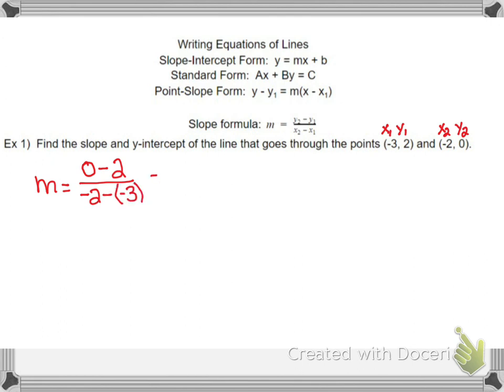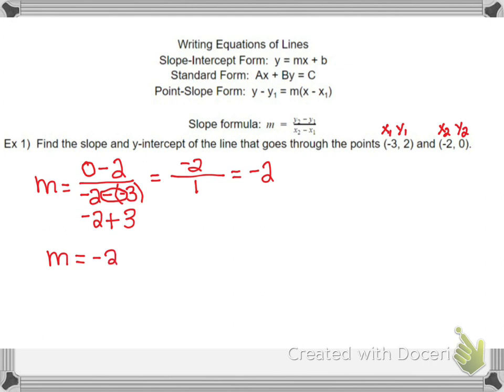And this is where slope can get a little bit tricky, dealing with the positives and negatives. So on the top, 0 minus 2 is a -2. Now on the bottom, you've got -2 minus -3. So remember that subtracting a negative turns to plus. So that would be -2 plus 3, which is a +1. Now we can simplify the slope. So -2 over +1 is equal to -2. So I found that my slope is -2.